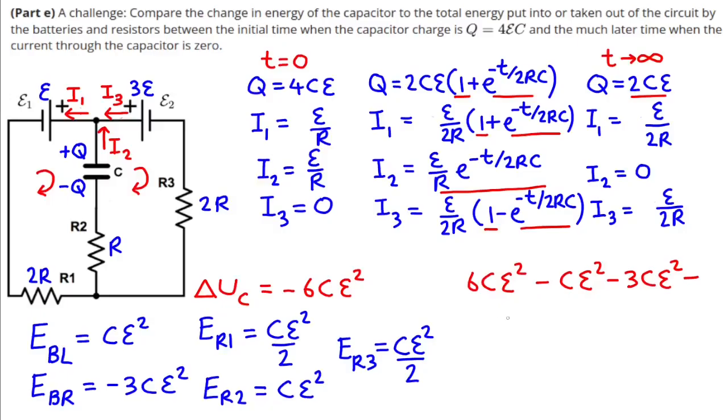So we have minus C epsilon squared on 2, minus C epsilon squared, and minus C epsilon squared on 2. So energy is conserved as this evaluates to 0. The energy put into the circuit by the capacitor is the same as the energy taken out of the circuit by the batteries and resistors. So finally, the current in the middle branch goes to 0, and we end up with a circuit with batteries and resistors in series and a steady state current flowing in a counterclockwise direction.